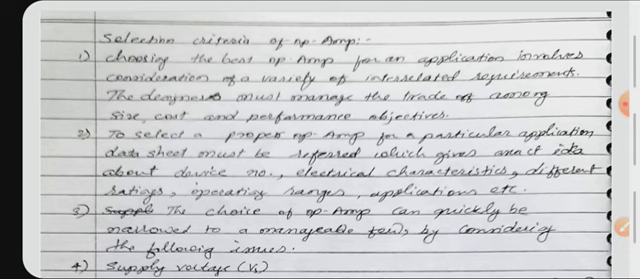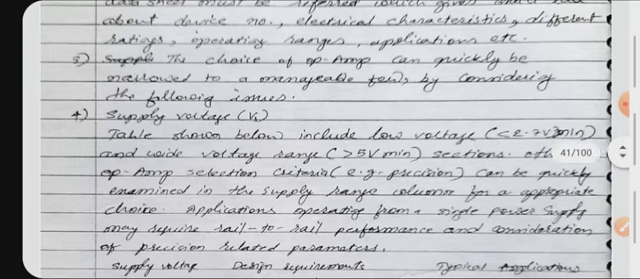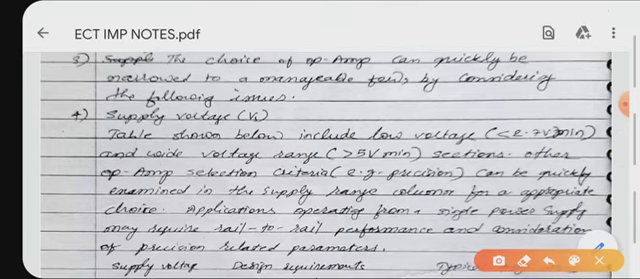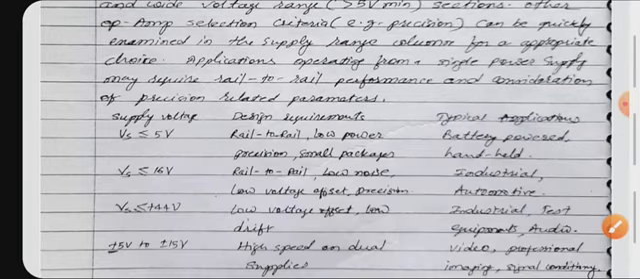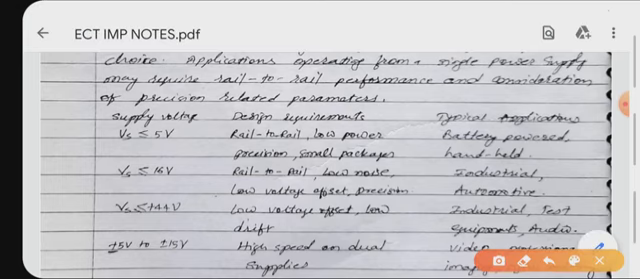Apart from all these parameters, no doubt you have to consider all these parameters for the selection of an operational amplifier. But apart from this, you have to consider many other parameters, like what is the power supply requirement of the operational amplifier. So here the table given indicates different power supply ranges. Vs is supply voltage, greater than 5 volt, greater than or equal to 16 volt, then 44 volt, and then plus minus 5 volt to plus minus 15 volt for high speed on dual supplies.